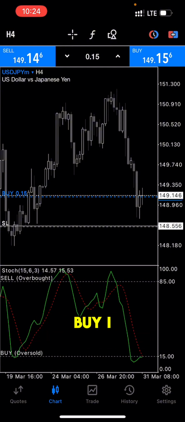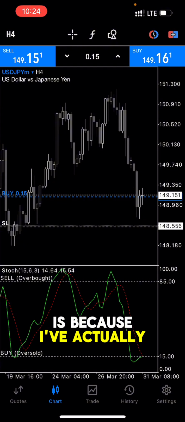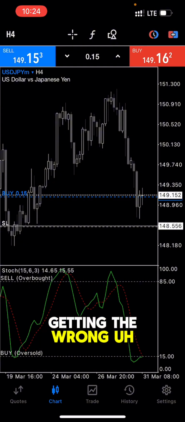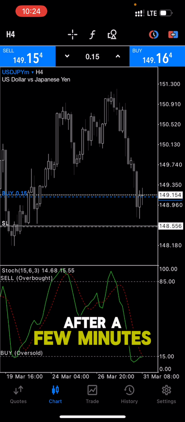I know it's gonna buy, I have no doubt. I've used this for the longest time, and the things that I share with you guys is because I've actually used them. I'm not sharing it with you so that you guys get in the wrong. So let's step away from the markets and come back after a few minutes.